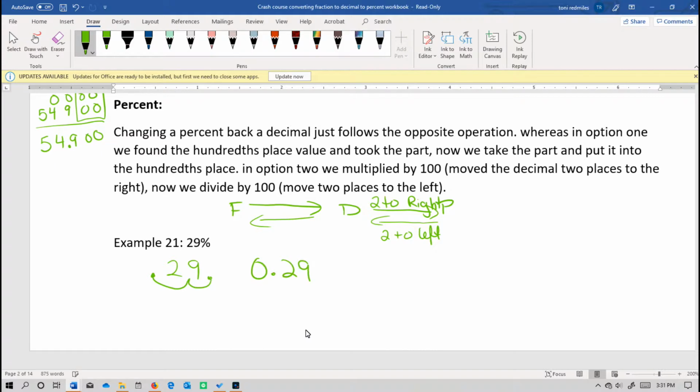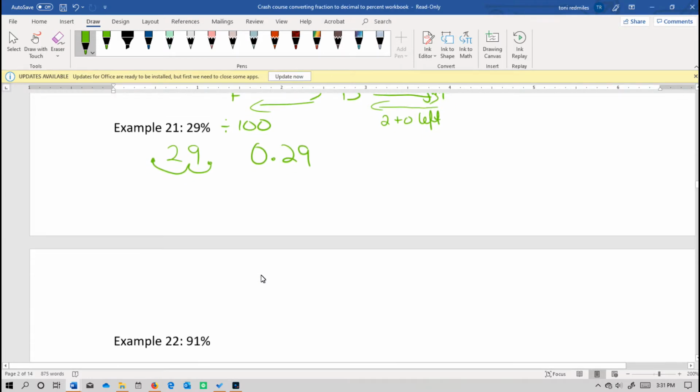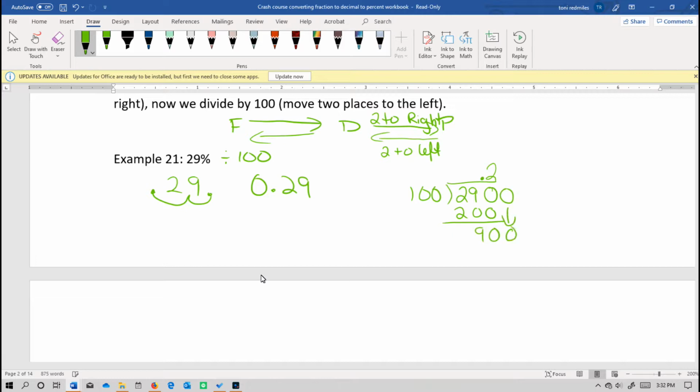Now this is the same thing as dividing by 100. So this one we multiplied by 100. When we go back the other way, we have to do the opposite, and we have to divide by 100. So if I was dividing by 100, the 29 would go inside the divisor, and the 100 would go on the outside. 100 can't go into 29, so I write a decimal, and now I'm free to put as many zeros as I want. 100 goes into 290 2 times. All right, I can drop down another 0. 100 goes into 900 9 times, and again I get 0.29.